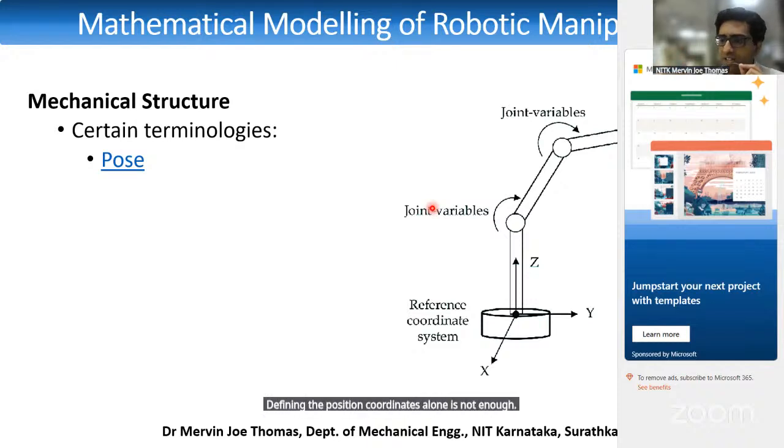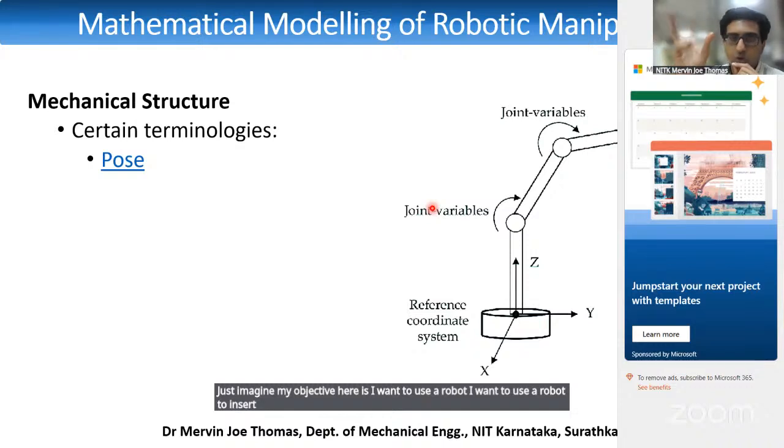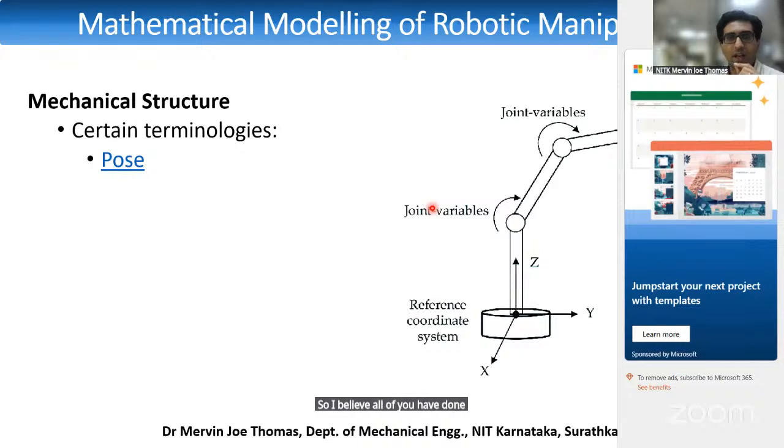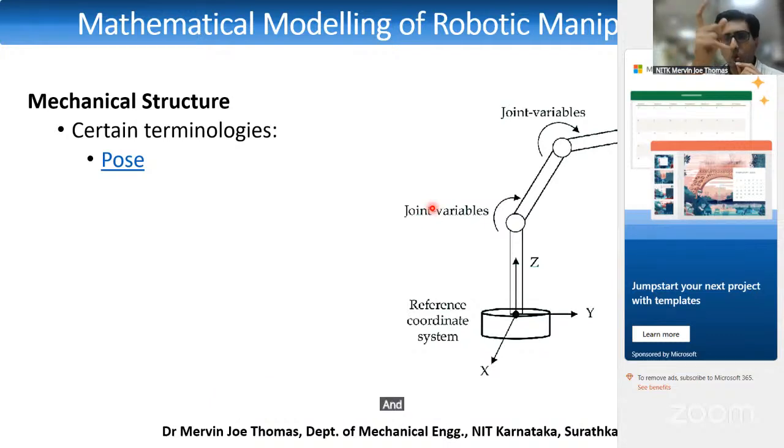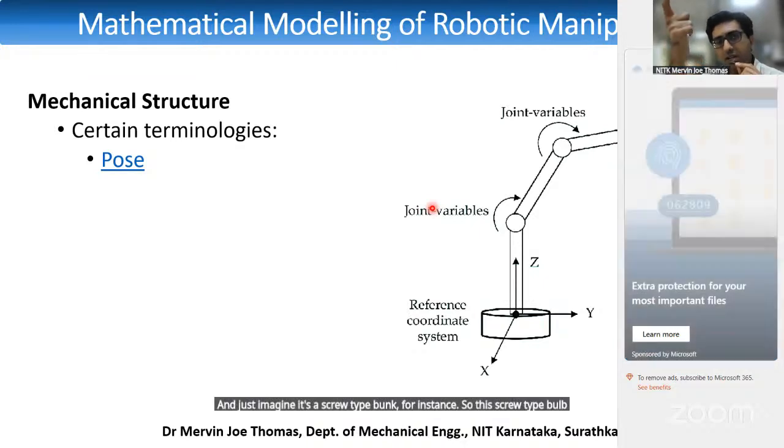Now, let's take an example. Just imagine my objective here is I want to use a robot to insert a bulb into the bulb holder. I believe all of you have done this particular task, right? Just imagine I have an LED bulb, and it's a screw type bulb, for instance. This screw type bulb, I want to insert it into the bulb holder.